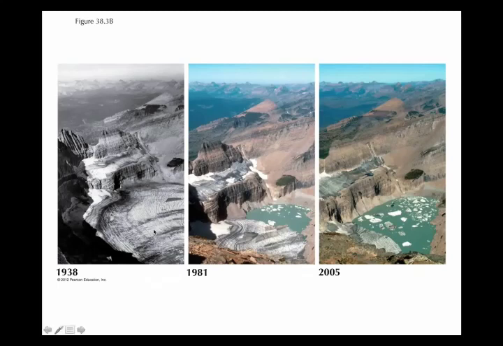And we can see that in pictures. This is a picture of a glacier. So this is glacier all over the place. And you can see over time, we have less and less of the glacier itself. It's melted away. You can see that here as well.